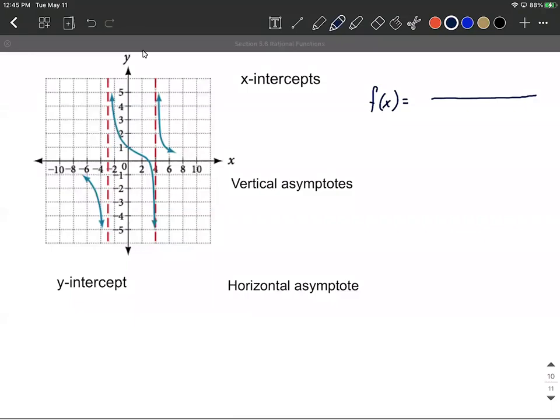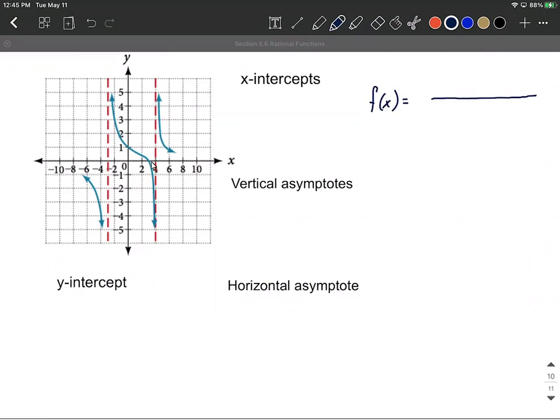Okay, let's come up with the rational function that would produce this graph. So in looking at this, we're going to collect some information: x-intercepts, vertical asymptotes, horizontal asymptote, and y-intercept, and just put all this information together into a function. So the first thing let's look for are x-intercepts.